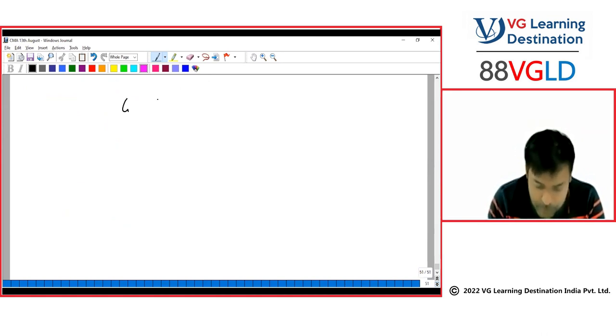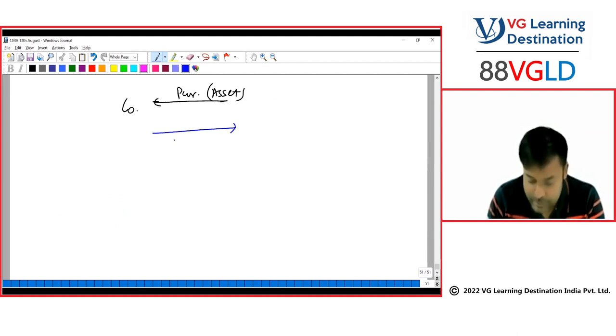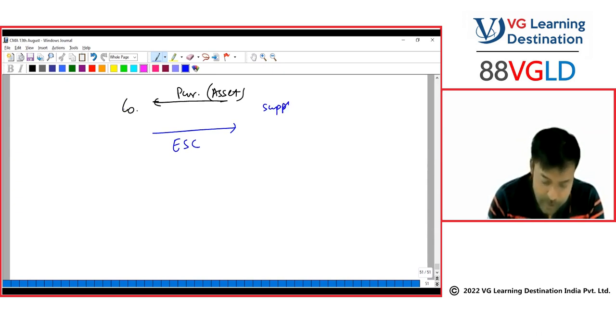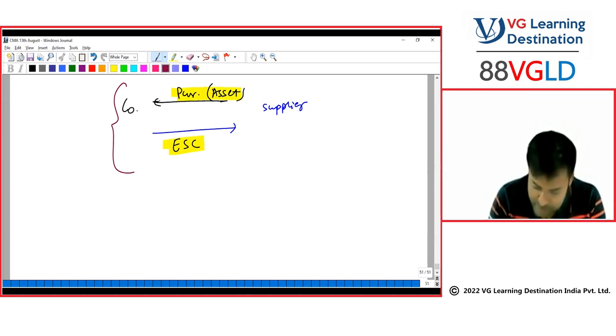Okay. Company is purchasing the asset, but the company does not have the cash. Company gives equity shares to the suppliers. Which activity is that? Purchase of the asset, IA or FA, which activity is that? You purchase the asset, but instead of cash, you have given the equity share capital. My point is, which activity is that?